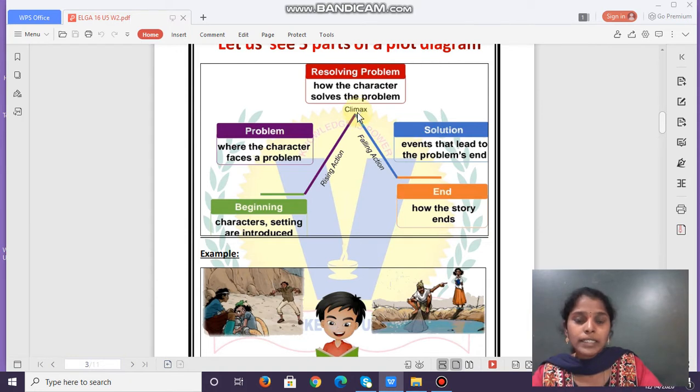Here we are thinking of two questions. What are those two questions? What does the character do to solve the problem? What turning point does their action lead to? The turning point of the story is nothing but the climax.